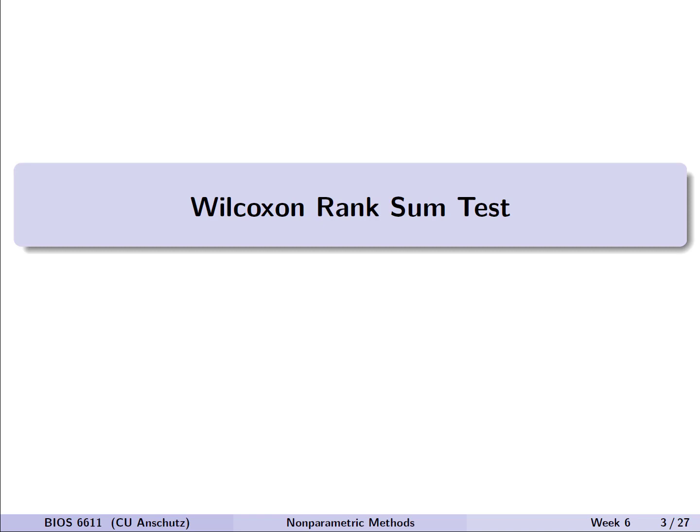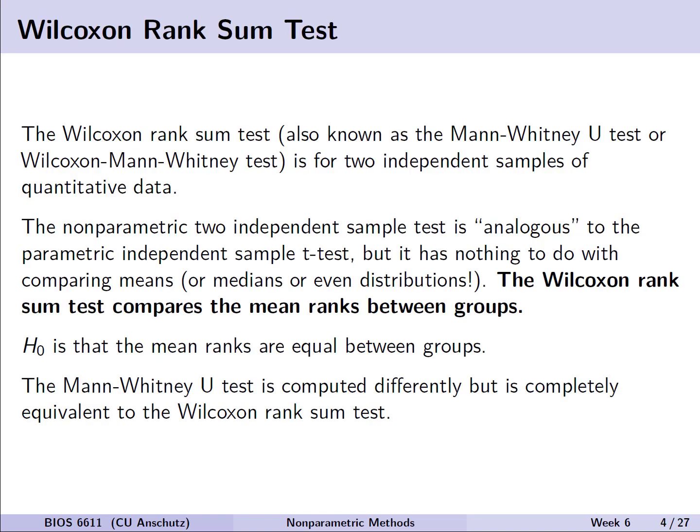Let's start by talking about the Wilcoxon rank sum test. The Wilcoxon rank sum test, also known as the Mann-Whitney U-test or the Wilcoxon Mann-Whitney test, so many names, is for two independent samples of quantitative data. The nonparametric two-sample test here is analogous to the parametric independent samples t-test, but it has nothing to do with comparing means, or even medians or distributions more generally. The Wilcoxon rank sum test is ultimately a comparison of the mean ranks between two different groups.